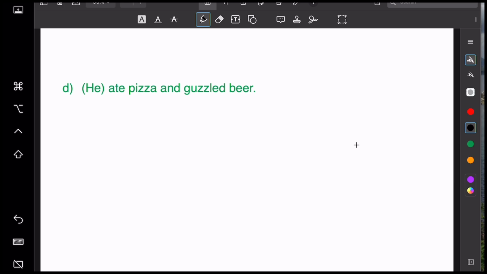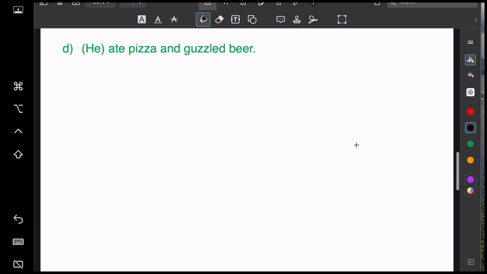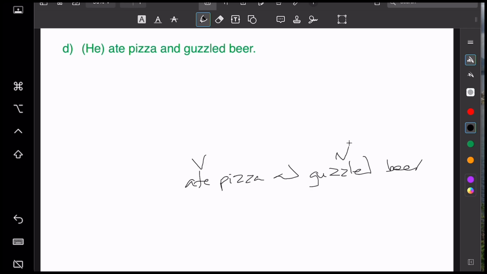Here's a case where we have a conjoined verb phrase. So the sentence would be, he ate pizza and guzzled beer, but we're just going to do ate pizza and guzzled beer, the conjoined verb phrase. We have ate pizza and guzzled beer. Ate is a verb and guzzled is a verb. Pizza is a noun and beer is a noun, and is a conjunction.